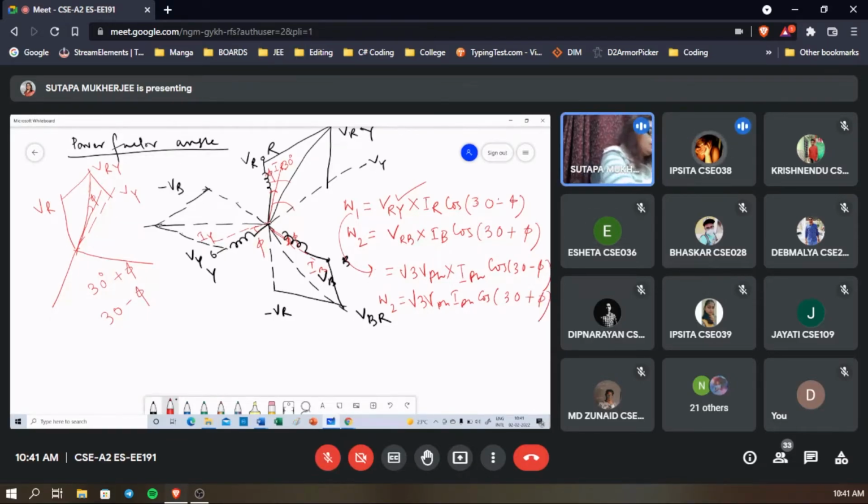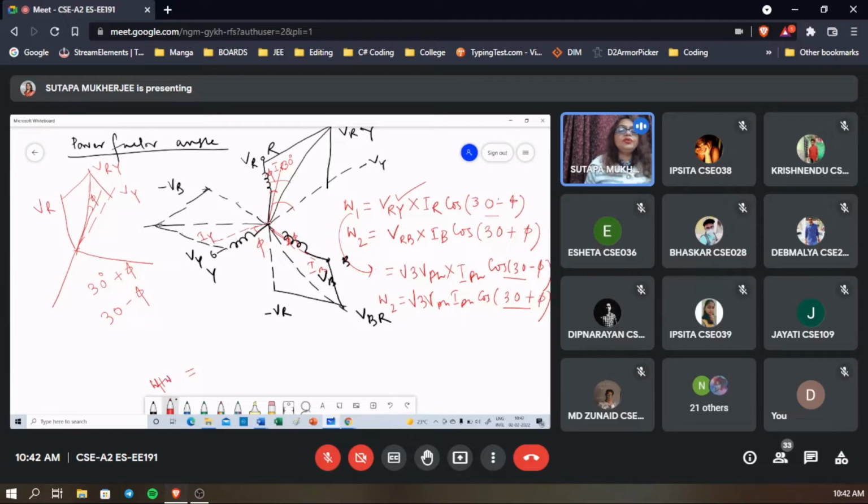Okay. Now, cos of A plus B, what is the formula, Ipshita? Cos A cos B minus sin A sin B. So you have to use the formula. In case of cos of A plus B, it is cos A cos B minus sin A sin B, and cos of A minus B is cos A cos B plus sin A sin B. So using these two formulas, ultimately you will get what?